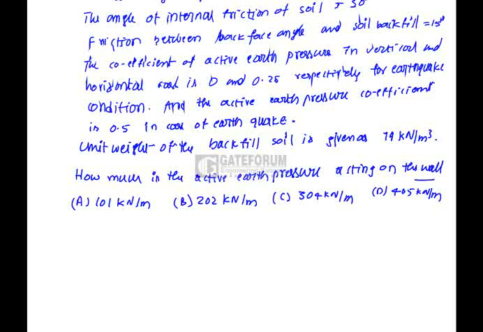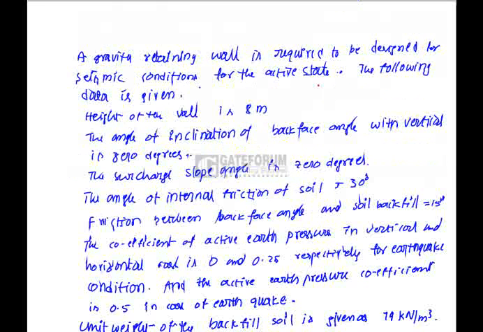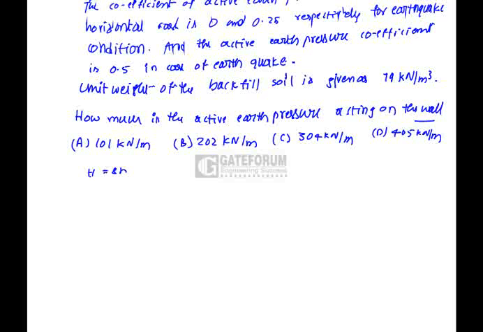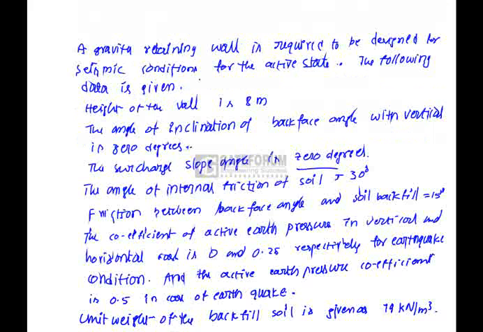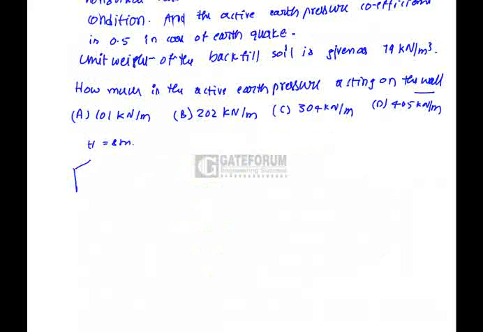If you see the question, a gravity retaining wall is required to be designed for seismic conditions for the active state, and the following data is given. Height of the wall is 8 meters and the angle of inclination of the back face with the vertical is 0, so with the horizontal it is 90 degrees. The surcharge slope angle is 0 degrees, so there is no surcharge. If we consider this as backfill, the angle of internal friction of the soil, phi, is given as 30 degrees.